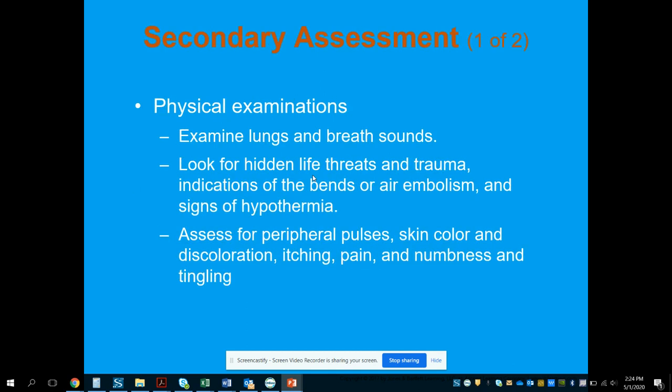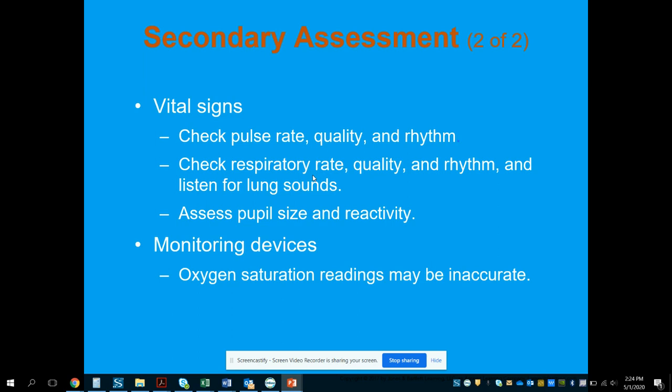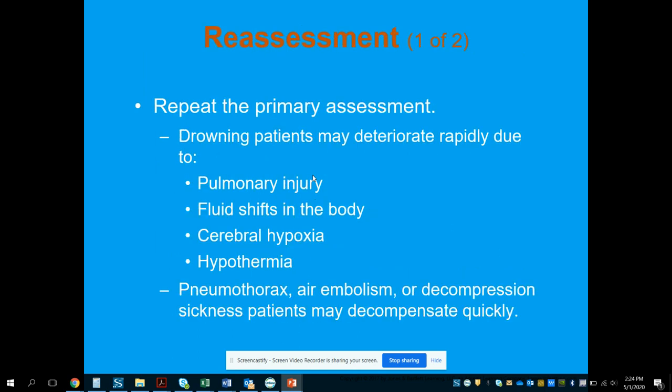Doing your secondary assessment, you want to do your physical exam, listening to lung sounds, looking for hidden life threats, trauma indicating the bends or air embolism, and also any signs of hypothermia. You want to assess for peripheral pulses, skin color and discoloration, itching, pain, and any numbness or tingling. We want to check all of our vital signs: pulse rate, quality, rhythm, respiratory rate, rhythm, quality, listening to lung sounds, pupillary size and reactivity. Remember that your oxygen saturation readings may be inaccurate, particularly if the patient has been in cold water. That hypothermia can cause an issue.